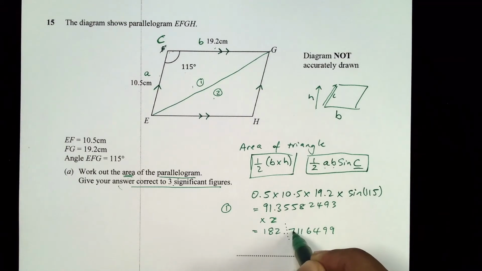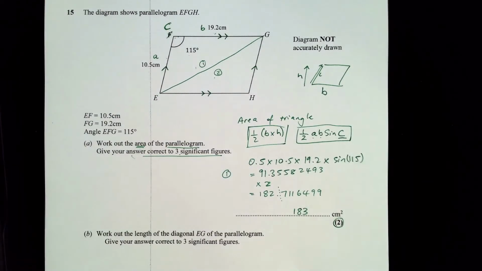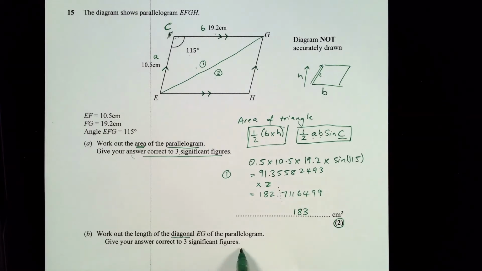I'm looking at the 7, which is bigger than 5, which will make this round up to 183 centimeters squared. And that is the answer for this question. So the next part of the question down here, part B, says, work out the length of the diagonal EG of the parallelogram. Give your answer correct to 3 significant figures.